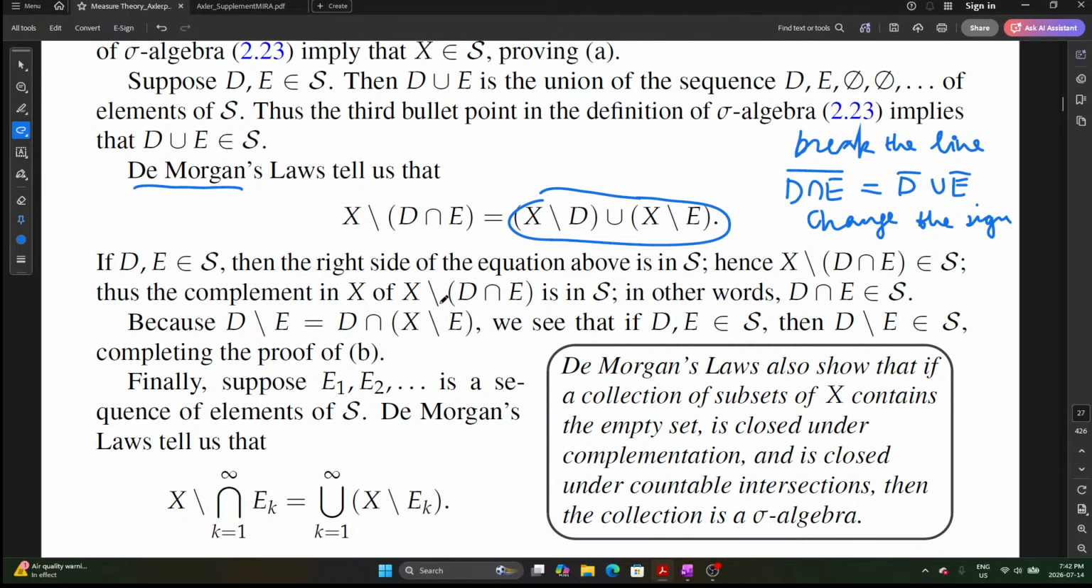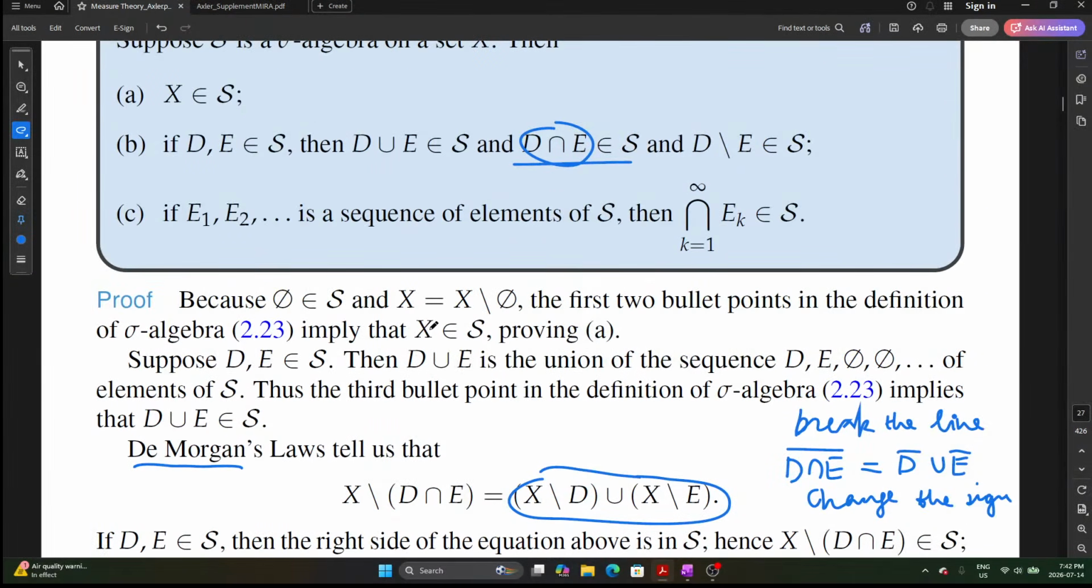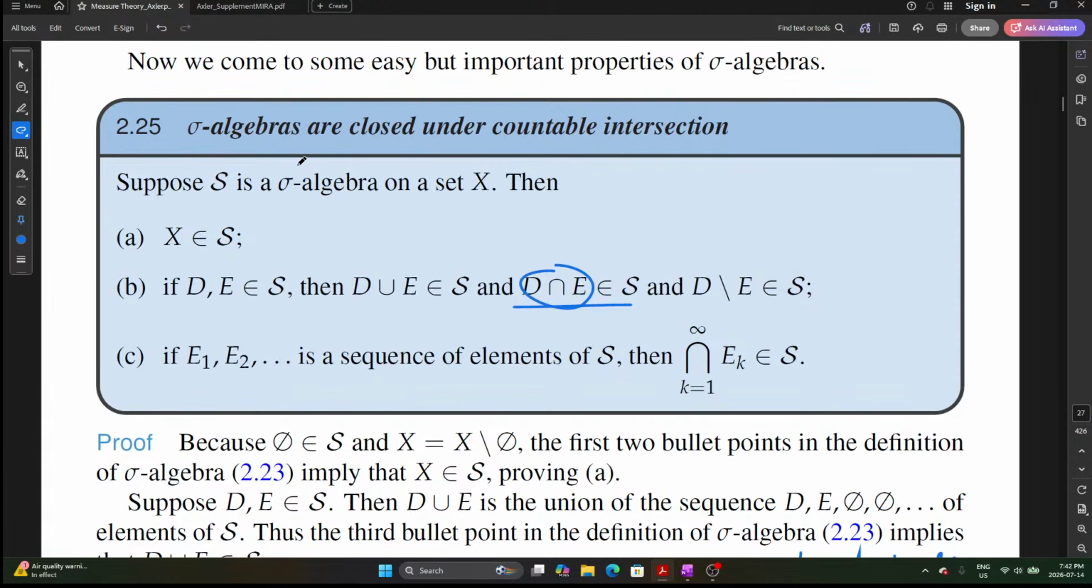Here we have the final result, right? Which is what Proposition 2.25 is about. Sigma algebras are closed under countable intersection.